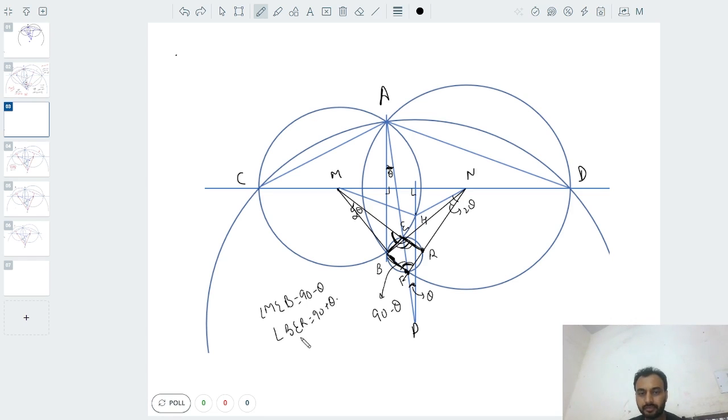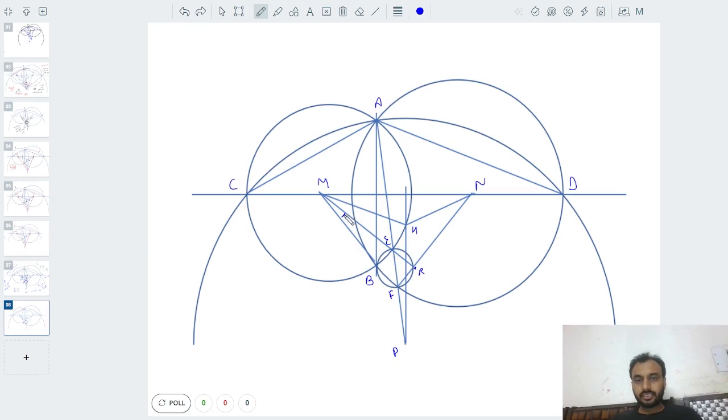Now you can see also that angle BER plus BFR is equal to 180, isn't it? So we can say it is a cyclic quadrilateral, meaning this point R also lies on this circle. So we get this cyclic quadrilateral. So BEF is also passing through R. Okay, so we see that this angle is 2 theta, and we also see that B, E, R, F are cyclic, right?